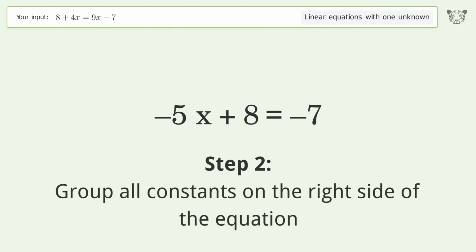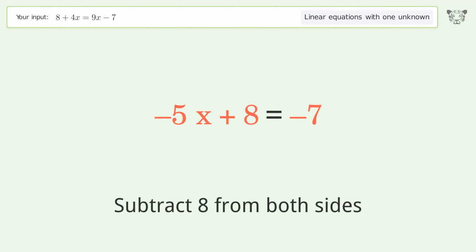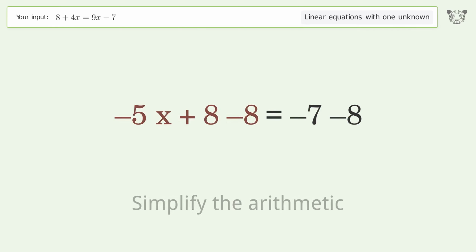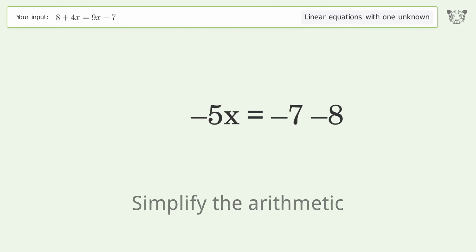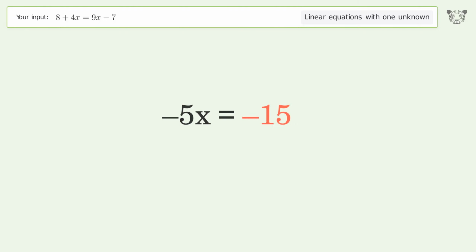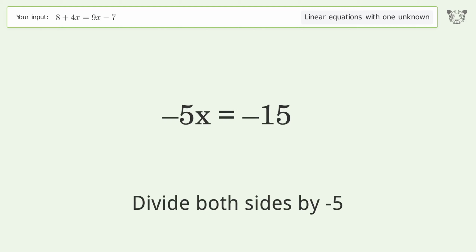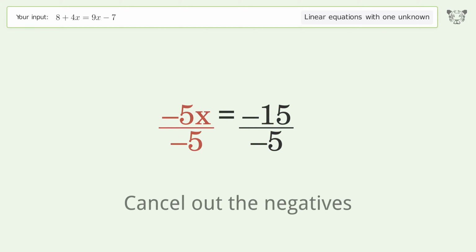Group all constants on the right side of the equation. Subtract 8 from both sides. Simplify the arithmetic. Isolate the x. Divide both sides by -5. Cancel out the negatives.